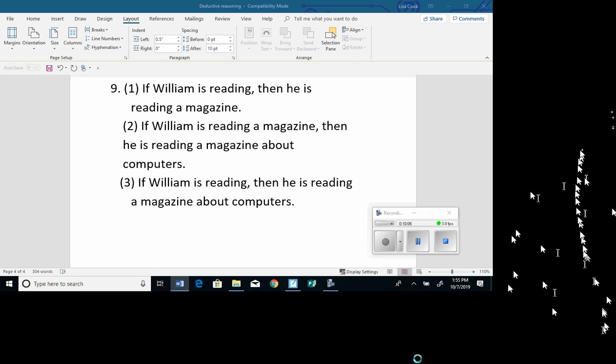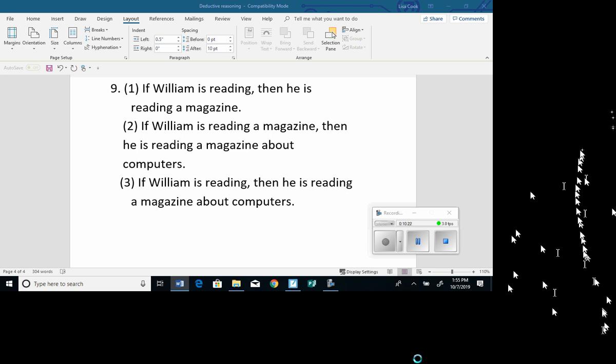Okay, go, David. If the hydro flask is steel, then it will keep the water cool. If it will keep the water cool, then I will drink the water inside. If the hydro flask is steel, then I will drink the water inside. That's perfect.